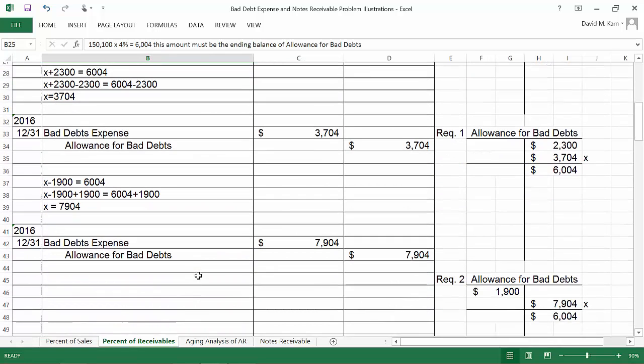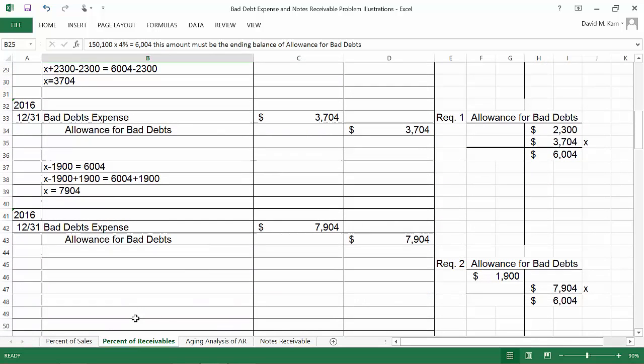Okay, so that concludes this example for percent of receivables. Let's pause here for a moment, and then we'll look at how to do an aging analysis of accounts receivable.